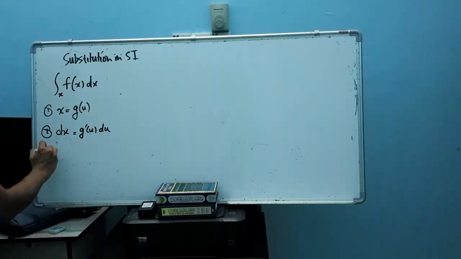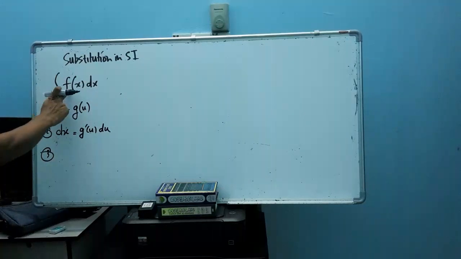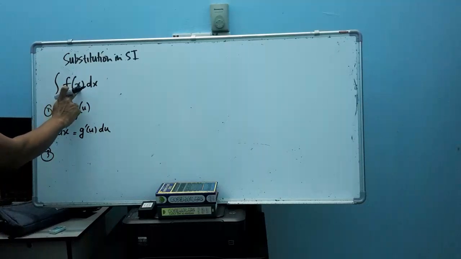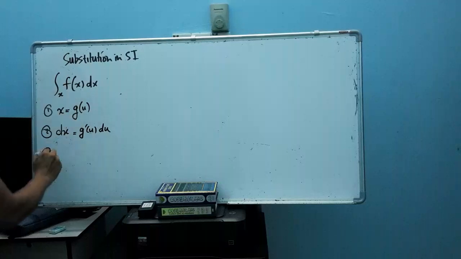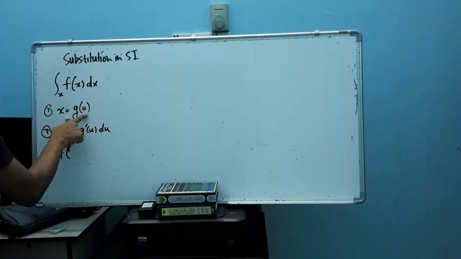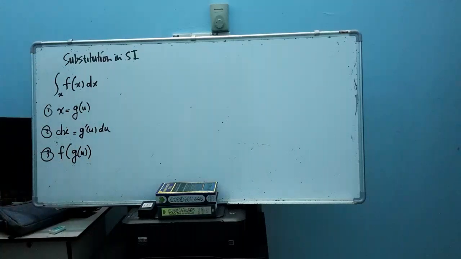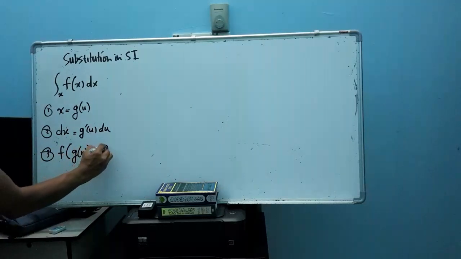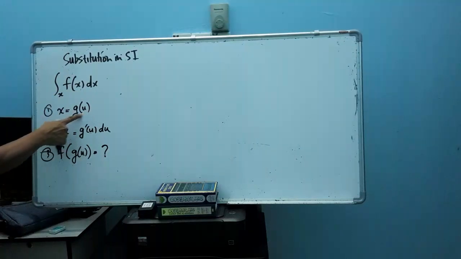And then of course the third one, what do I need to do? Since I have this f(x), a function depending on x, I need to find such a function which depends on u. So I need to find f, where x is substituted with g(u). What it is will depend on our function. So my x now, I need to substitute with my substitution g(u).